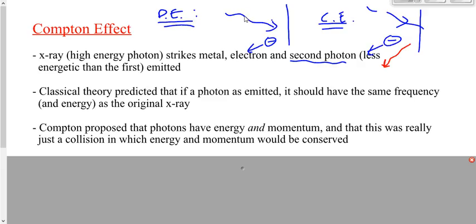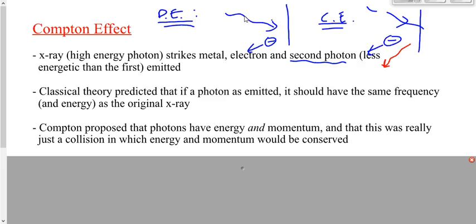So Arthur Compton comes along, 1908, I believe was the year, although that's not critical, and says, I can explain this. I've got it figured out. It's like Einstein came along and figured out the whole idea of the photoelectric effect. Compton says, I know why that photon is less energetic, because this X-ray that strikes the metal, causing an electron to be ejected, is really a collision between a photon and an electron. And in a collision, the law of conservation of energy and the law of conservation of momentum must hold.